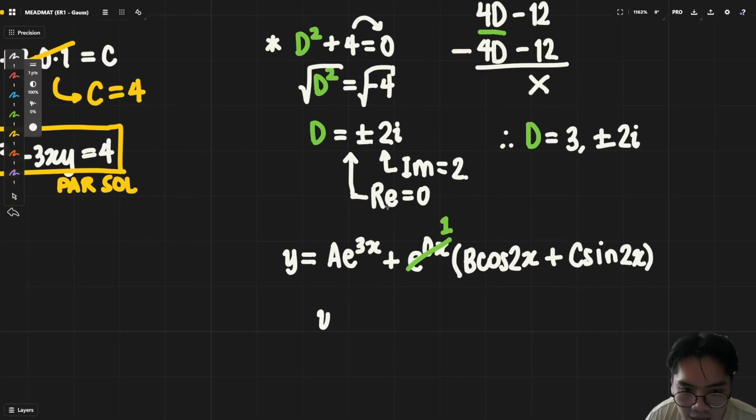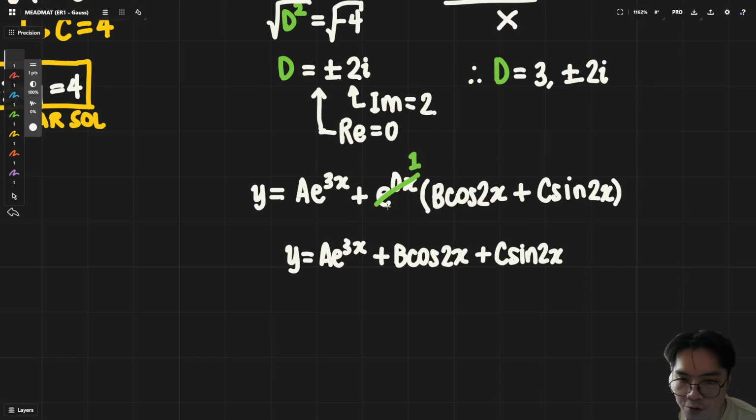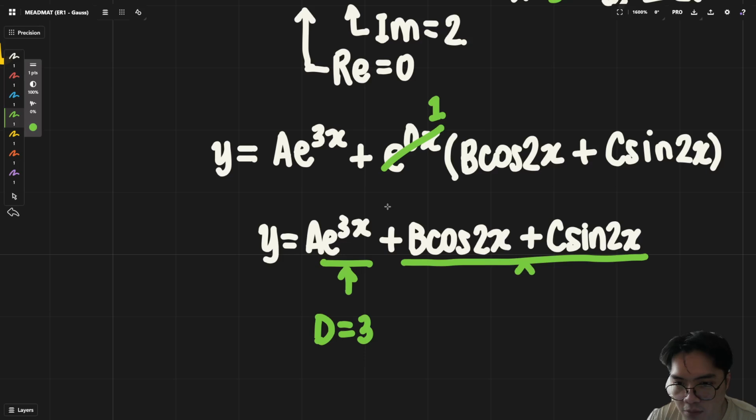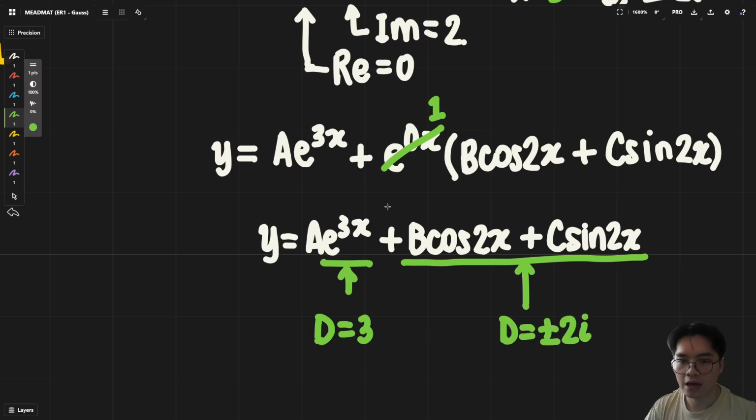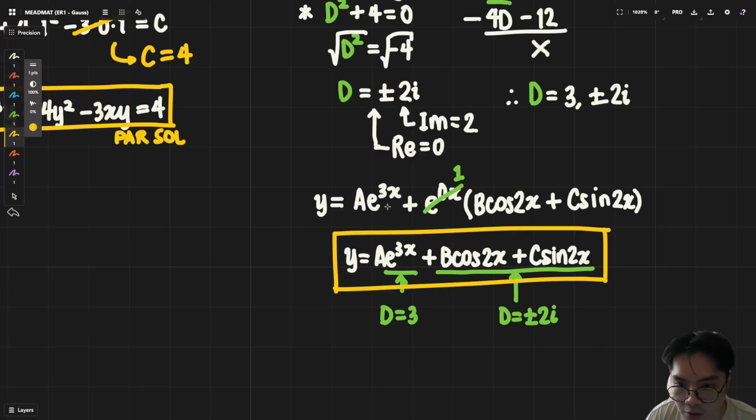That will give us our final general solution of a e raised to 3x plus b cosine 2x plus c sine 2x. If you look back at this, this is responsible for your d is equal to 3. These two are responsible for you having d is equal to plus minus 2i. So that is our final answer. This is a general solution.